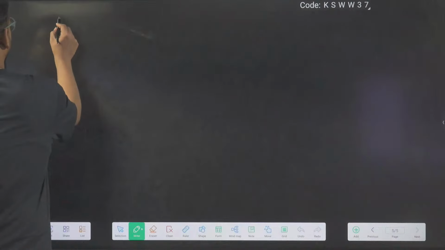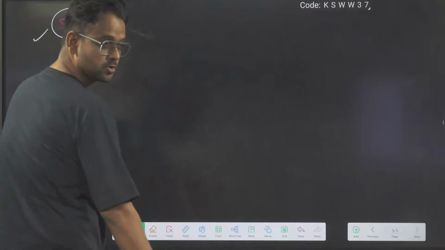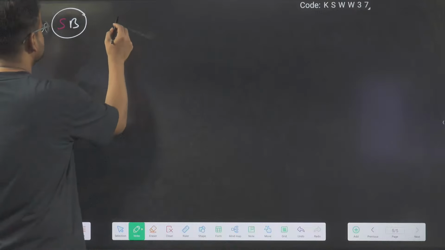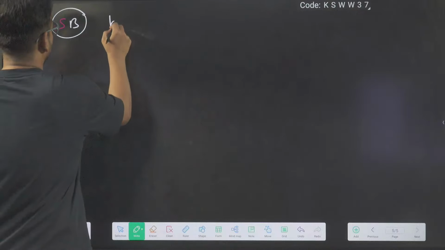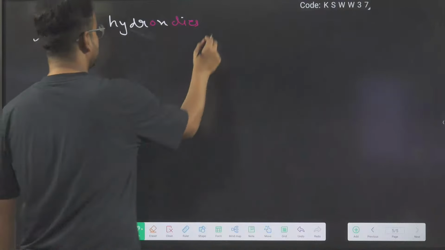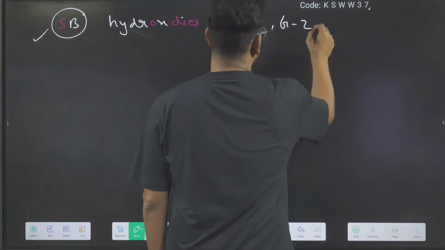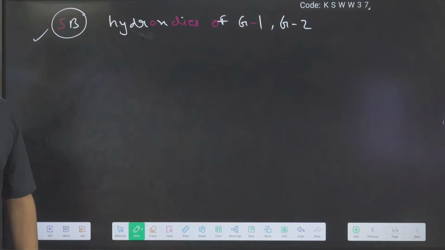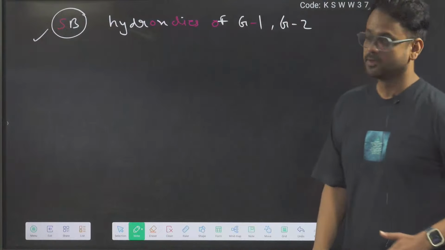Then after this, we can talk about pH calculation for a strong base. What are strong bases, everyone? Strong bases are, remember the names? Hydroxides of group 1 and group 2. Alkali metals and alkaline earth metals. Hydroxides of group 1 and group 2.